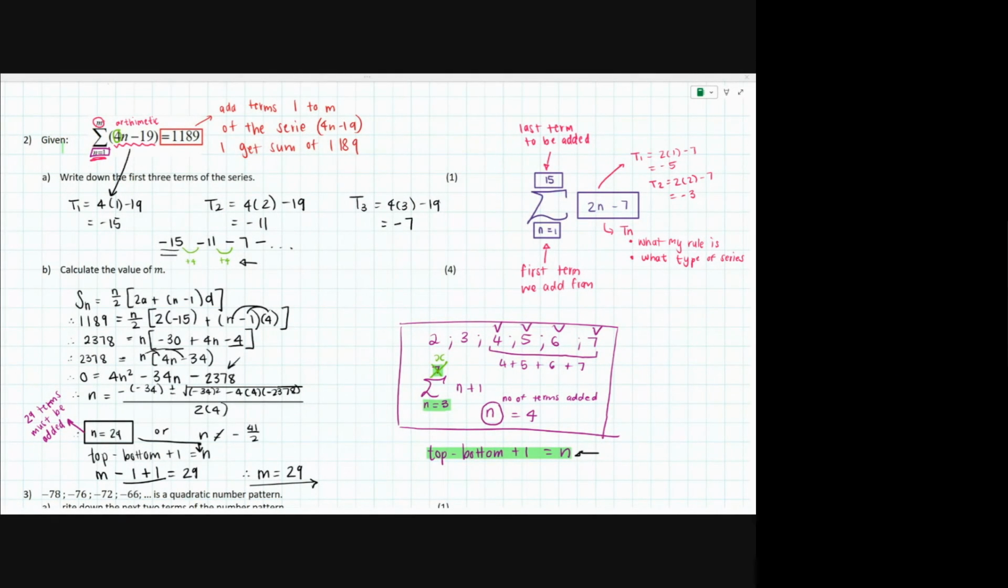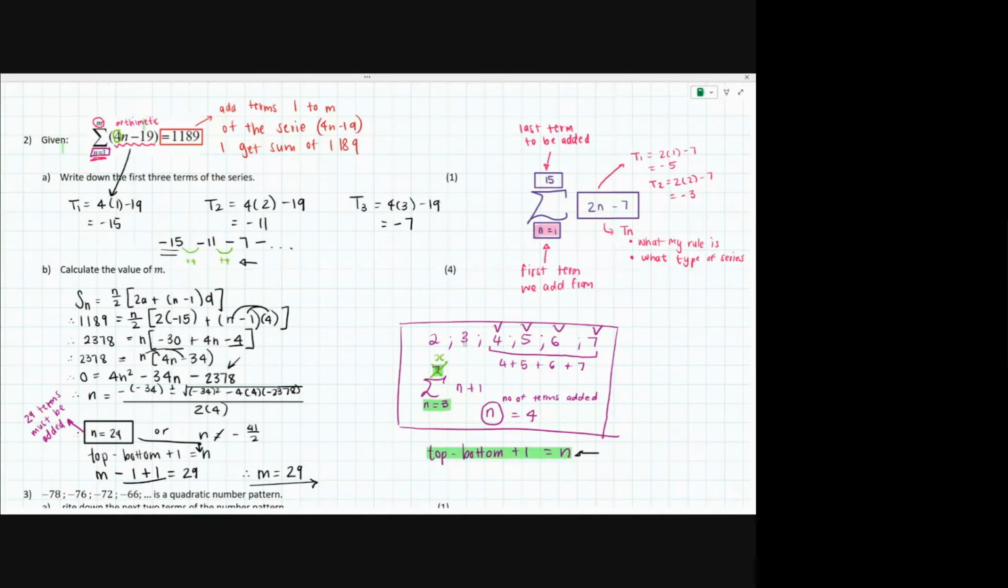So Layla, that sort of answers your question. You only need to use that formula if that bottom number, so just grab a highlighter. So the bottom number is not 1. So this n, if that is not 1, then you need to use this formula. But if it is 1, you can ignore it.